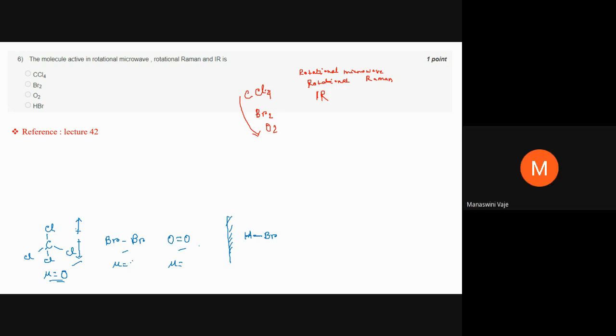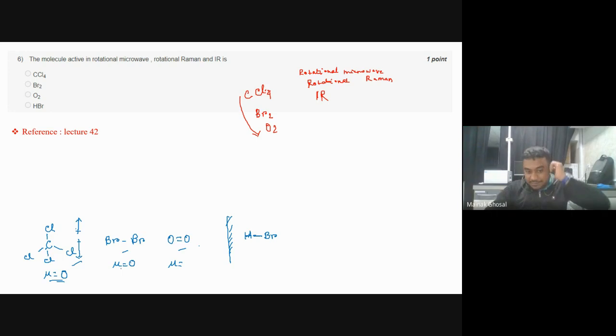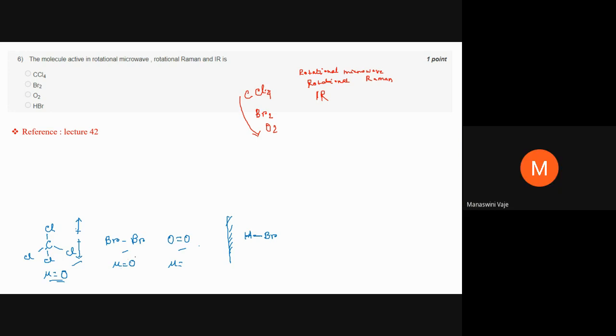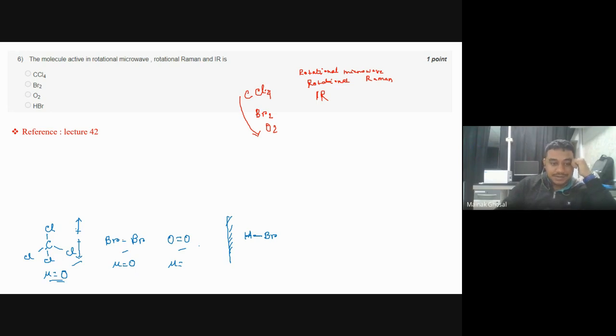Zero. It will also cancel each other. No? Sorry? It will also cancel each other. No, for Br2 it will not cancel. See, the two things are different, okay? One is the presence of a dipole, another is the cancellation of the dipole.